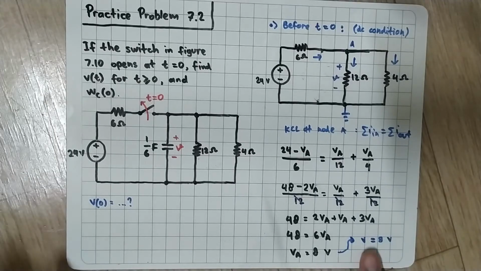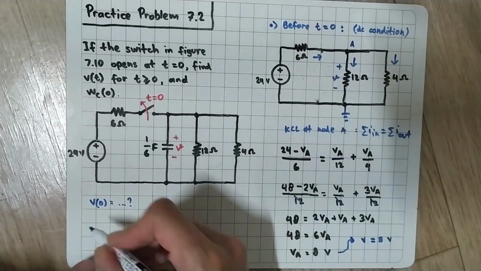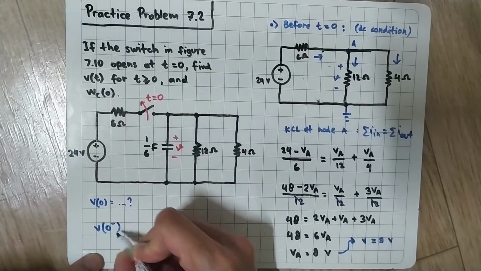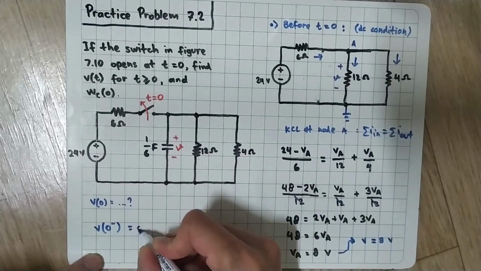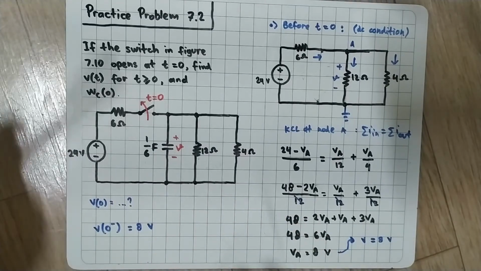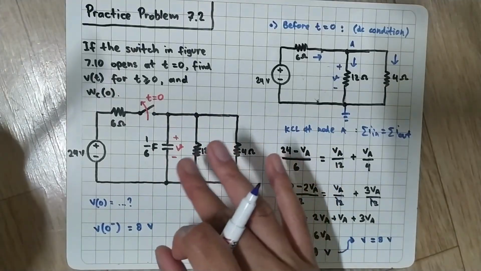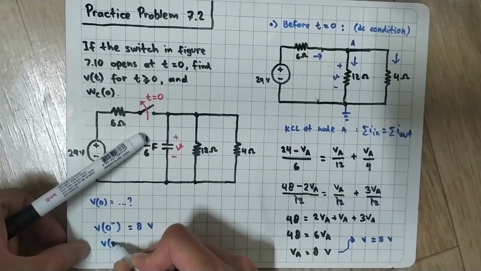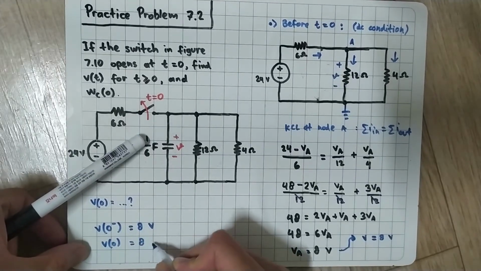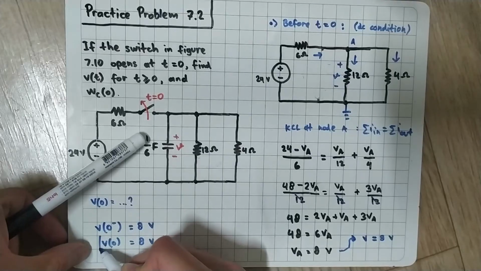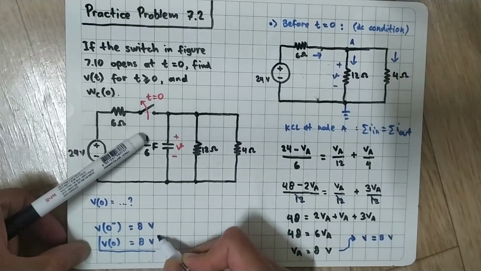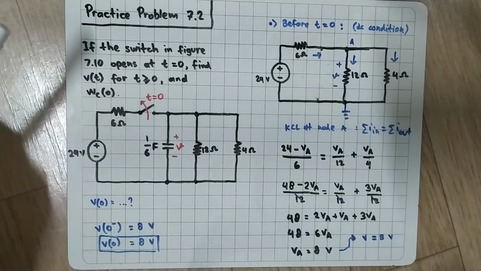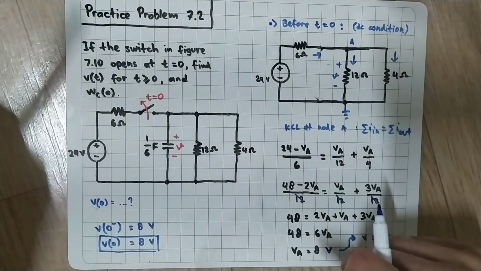Because this is our V before t equals 0, I will symbolize that as V(0 minus) equals 8 volt. Now because our capacitor cannot change the voltage instantaneously, we will have V(0) is still 8 volt. Let's save this because this is an important value for our differential equations later. Now our whiteboard is full. Let me clear this up.